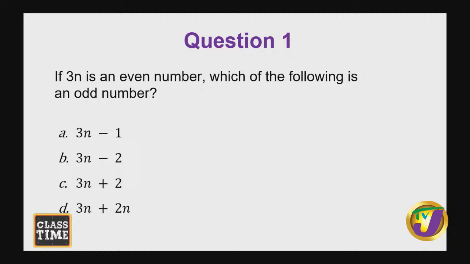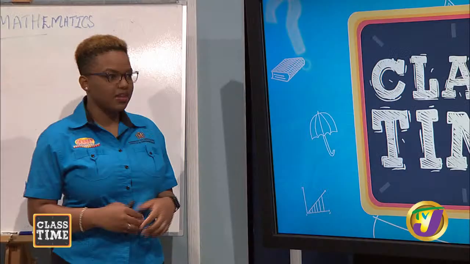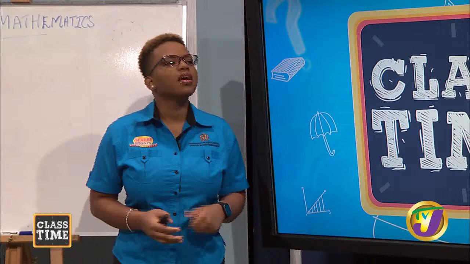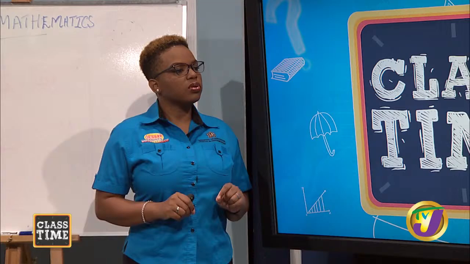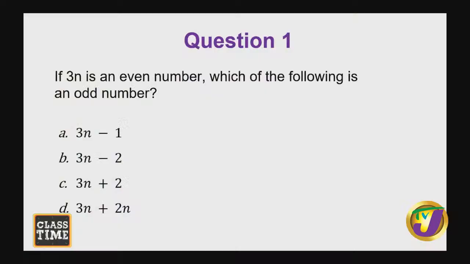All right. So if 3n, I'm reading the question, is an even number. See, I'm using my strategy there. If 3n is an even number, which of the following is an odd number? I have 3n minus 1, 3n subtract 2, 3n plus 2, 3n plus 2n. Okay, so what I'm going to do, I'm going to start with an even number, because they say 3n is an even number, any even number. So I'm starting with 6 is my even number. And I'm going to follow through the options to see which of these options will result in an odd number. That is my strategy that I'm going to use. I'm going to work backwards. Fine by me.